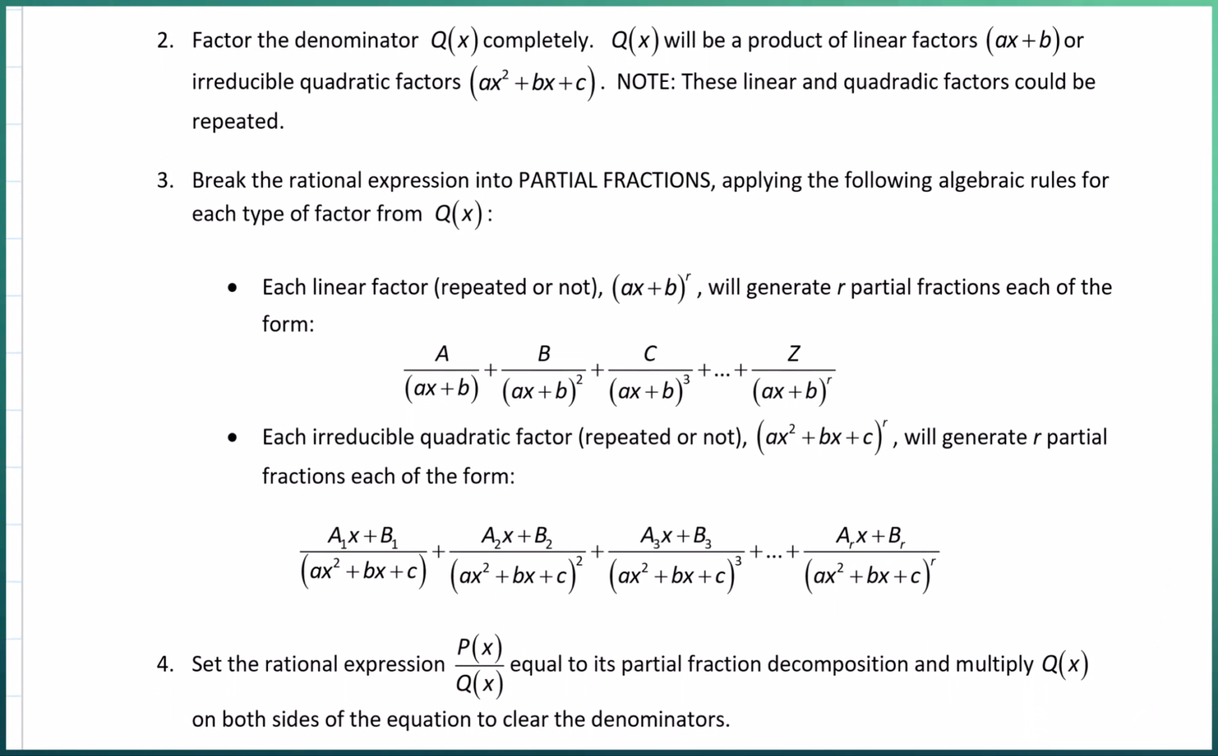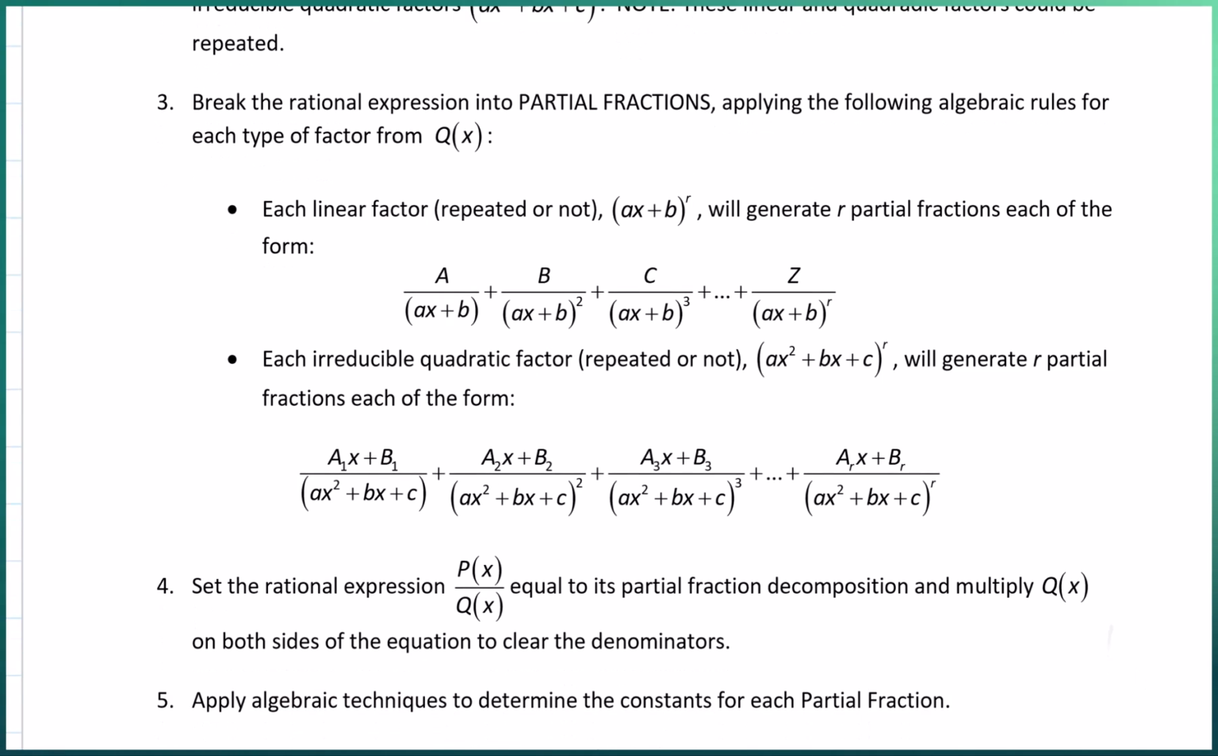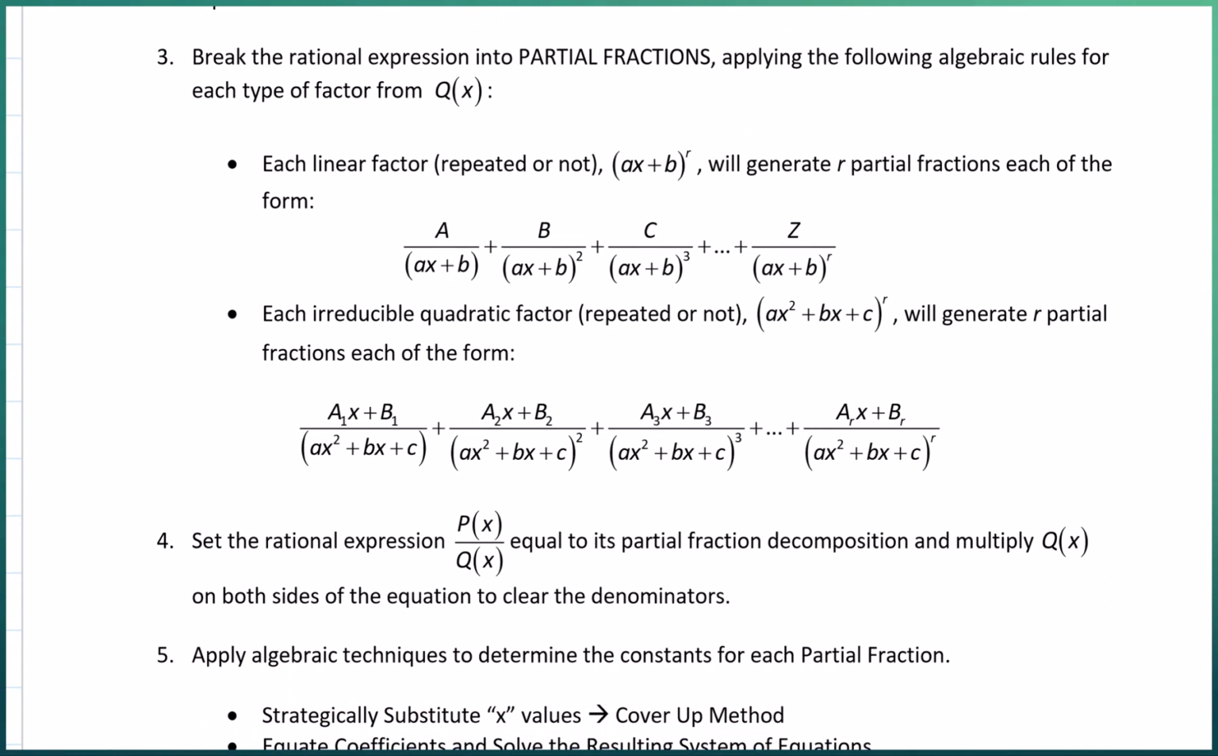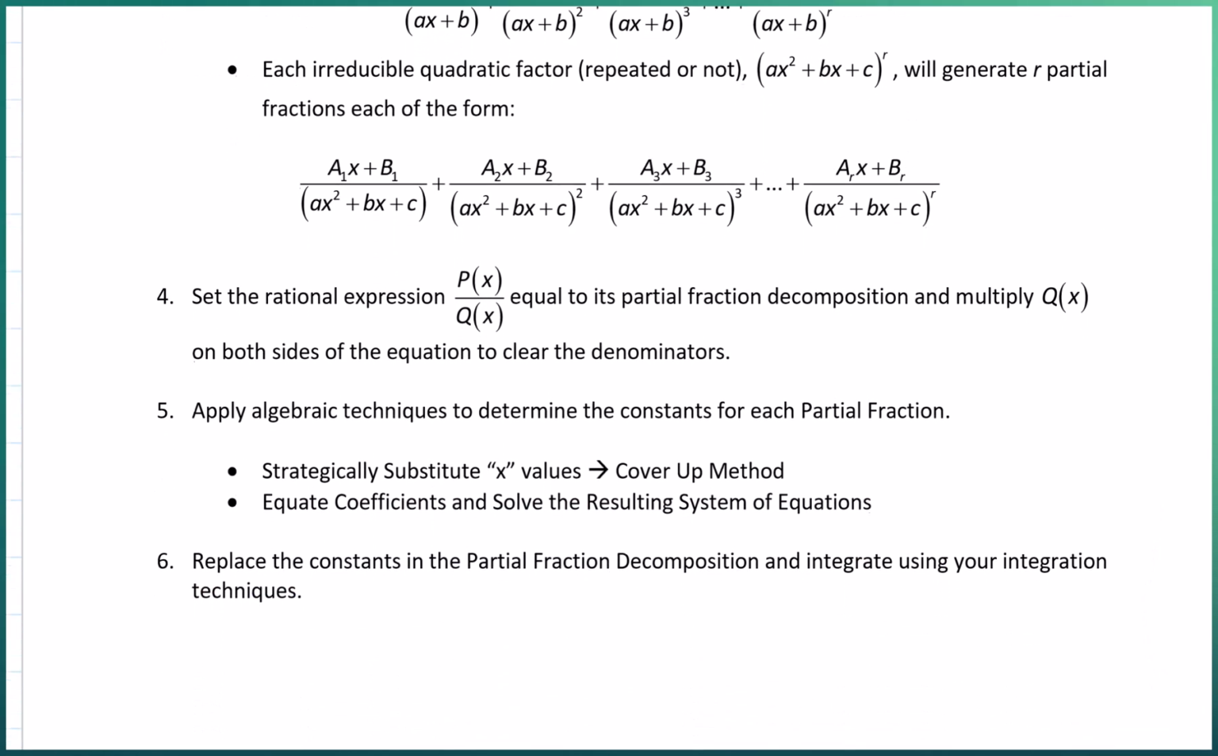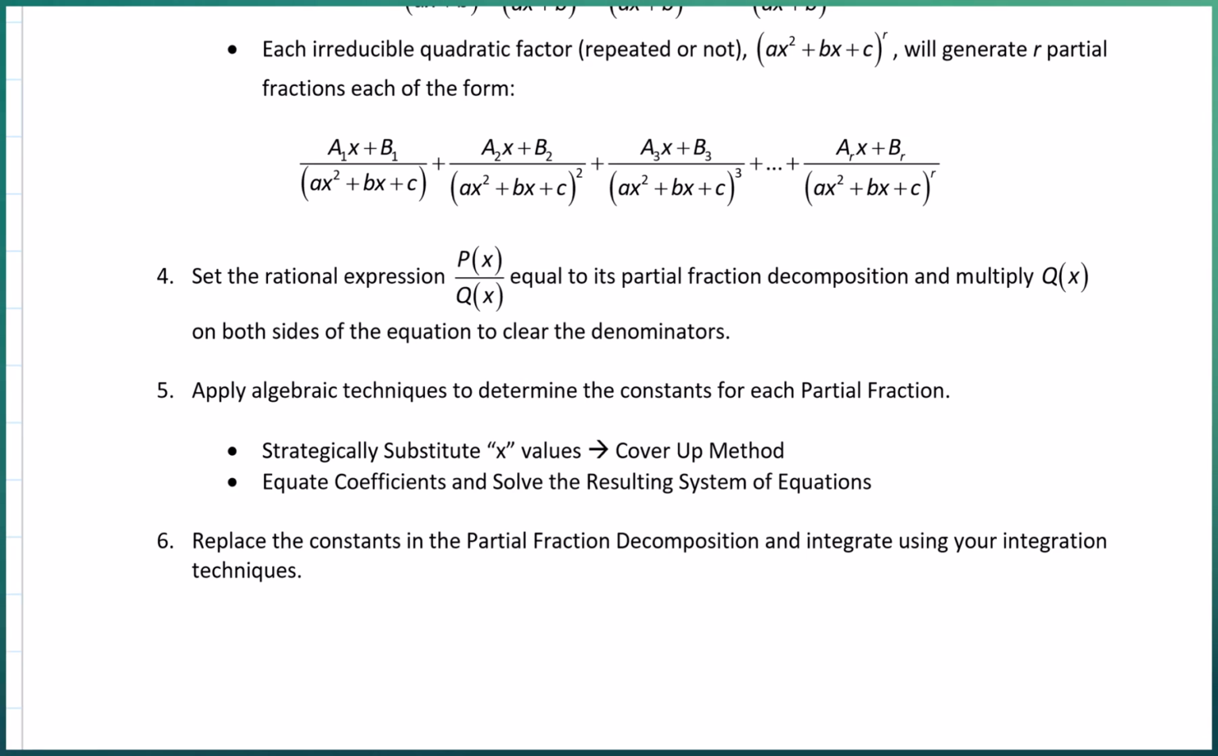They could be repeated. Then we're going to break that rational expression up into partial fractions using this theory right here in the middle of the board. Each linear factor, however many times it's repeated, will get that number of little linear partial fractions, and each irreducible quadratic will get irreducible quadratic partial fractions. We will set the rational expression that we started with equal to its partial fraction decomposition, clear out the denominators, and use algebraic techniques to figure out the constants for each of those partial fractions.